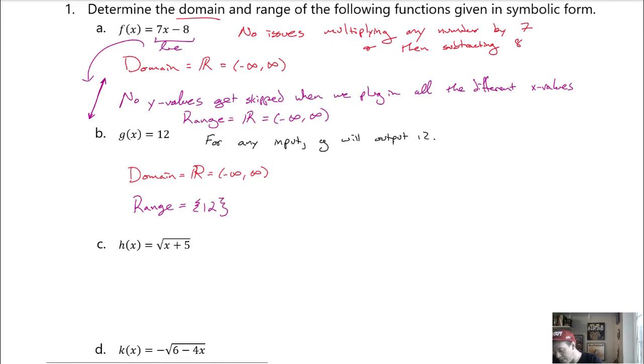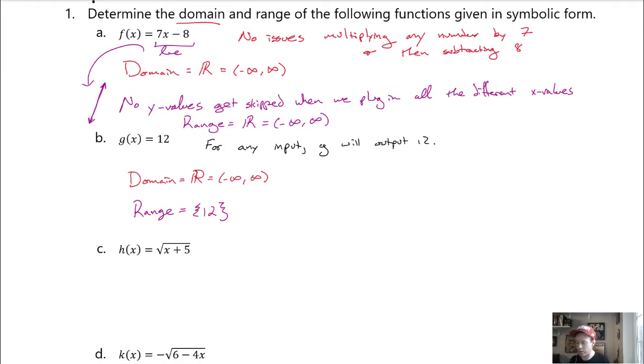So part C, here we have h of x equals the square root of x plus 5. So here's where things are going to start getting a little bit more interesting. I want to say what real numbers, and for this class we're sticking to real numbers. If you're familiar with imaginary numbers, complex numbers, we are not worrying about those in any way this term. They do exist, but we're not going to use them at all for this class. And so our domain and range is really just going to talk about real numbers.